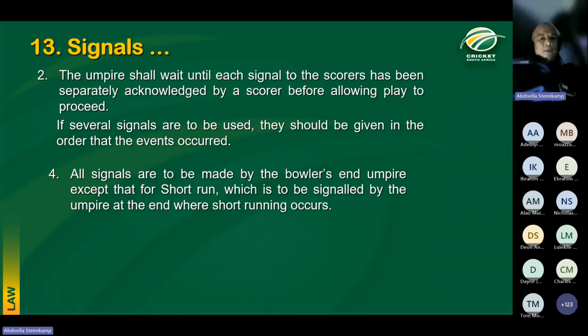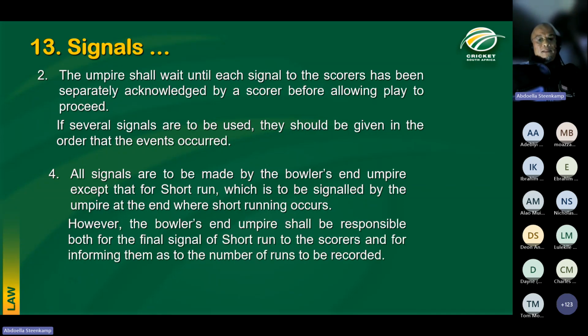All signals are to be made by the bowler's end umpire to the scorers. Scorers will not be looking at the striker's end umpire. They'll always focus on the bowler's end umpire. That's why all signals are to be made by the bowler's end umpire, except that sometimes if there is a short run and it happens at the striker's end, the striker's end umpire needs to signal short run at his or her end. But when it comes to signaling short run to the scorers, it's not for the striker's end umpire to signal to the scorers. The bowler's end umpire needs to signal short run to the scorers.